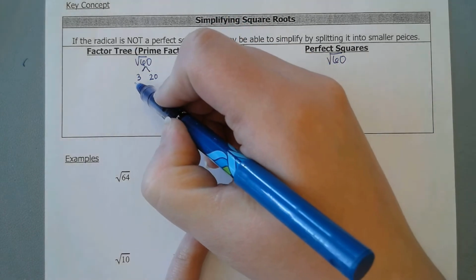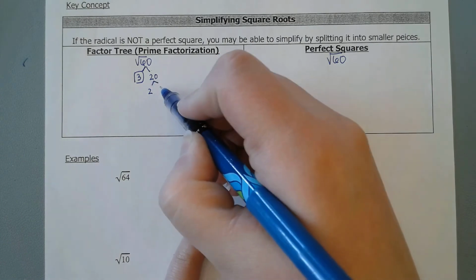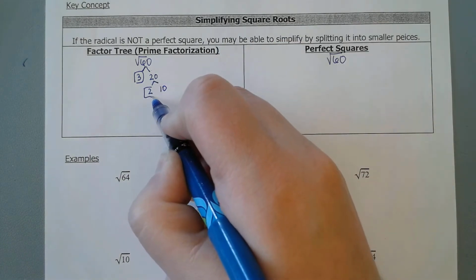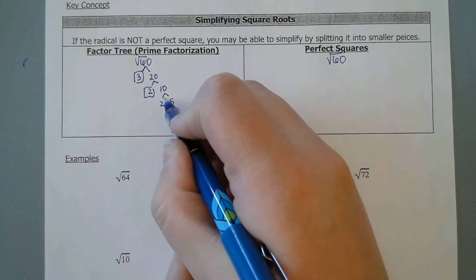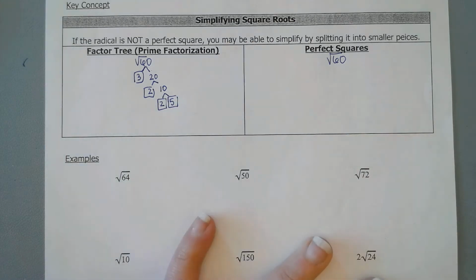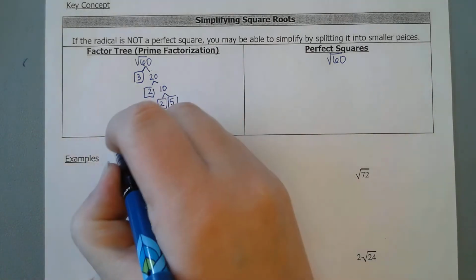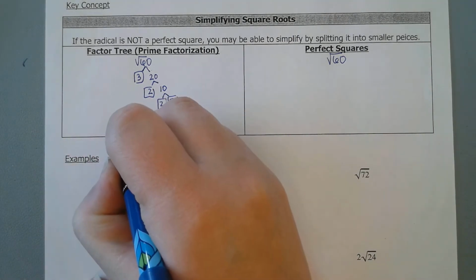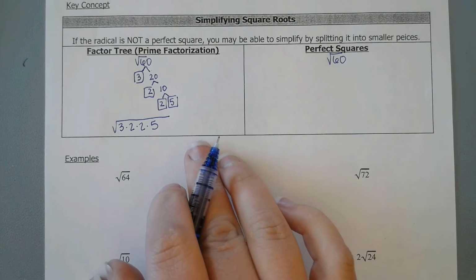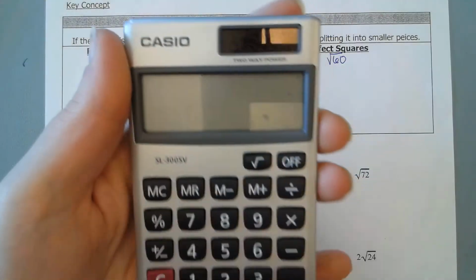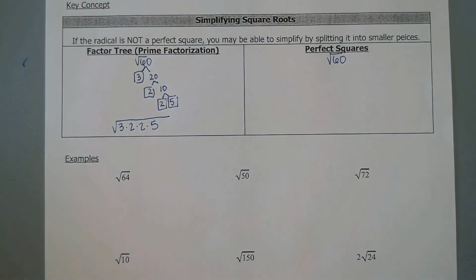So 3 is prime. Okay, so that 3 is done. But 20 can go further. 2 times 10. Well, 2 is prime, so I'm done there. But 10 can go further. 2 times 5. And those are both prime. So I've gone this all the way down until I only have primes left over. So now the square root of 60 is turned into 3, 2, 2, and 5, all multiplied together. And if you check this, 3 times 2 times 2 times 5 is 60. You should get that number back.